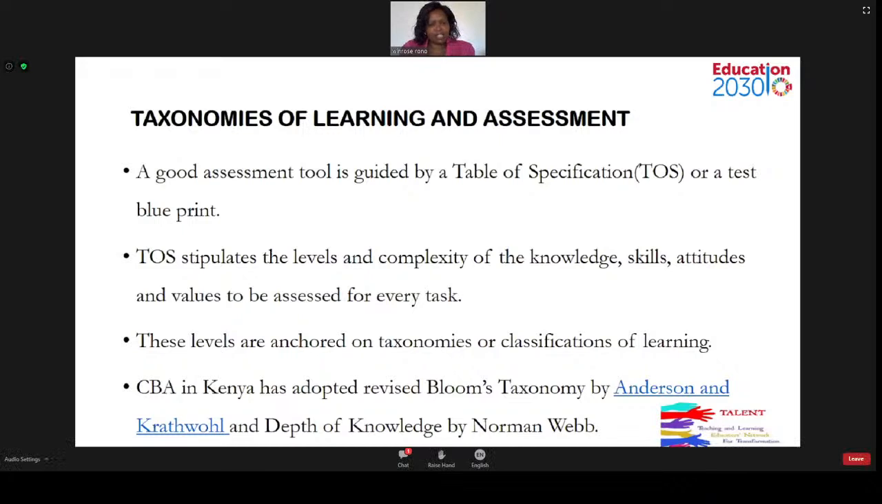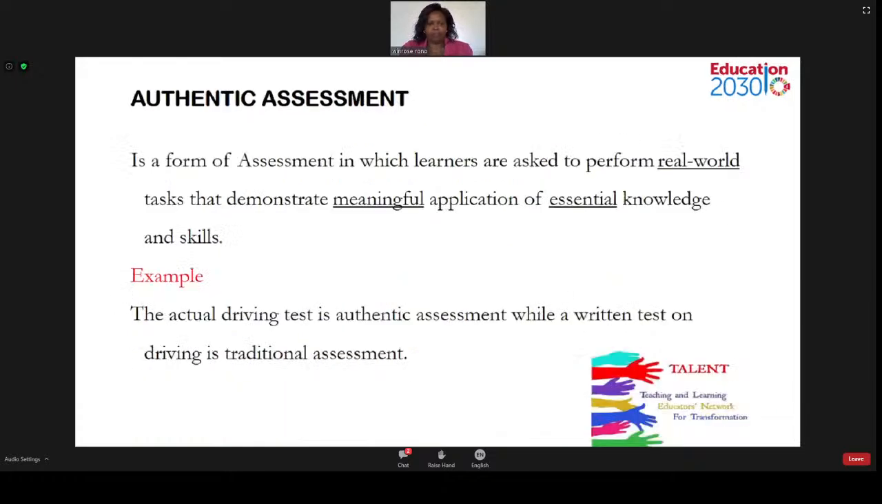Ideally, a good assessment tool is guided by a table of specification or the assessment blueprint. Normally, a table of specifications stipulates the levels and complexity of the knowledge, skills, attitudes, and values to be assessed for every task that is given to the learners. So these levels are anchored on taxonomies or classification of learning. Competency-based assessment in Kenya has also adopted the revised Bloom taxonomy by Anderson, Krathwohl, and Depth of Knowledge by Norman Webb.